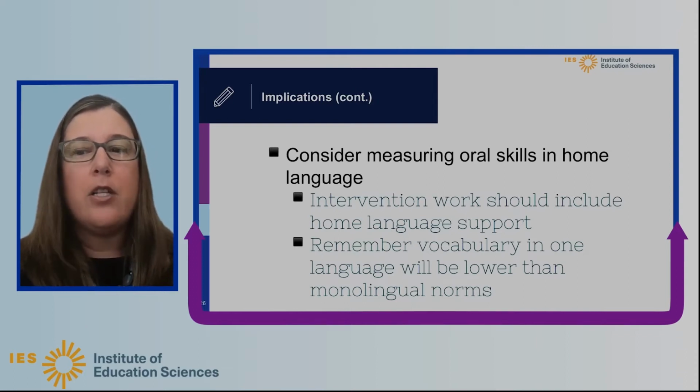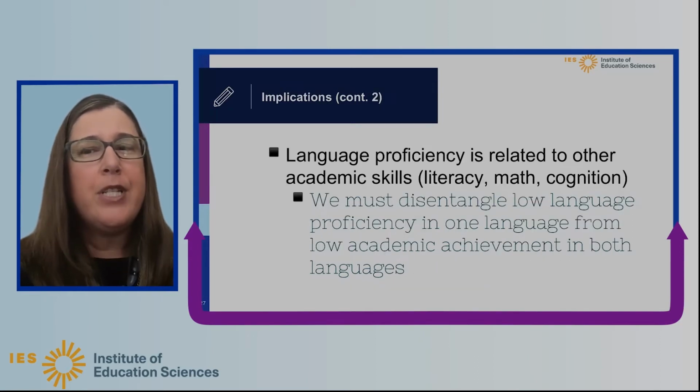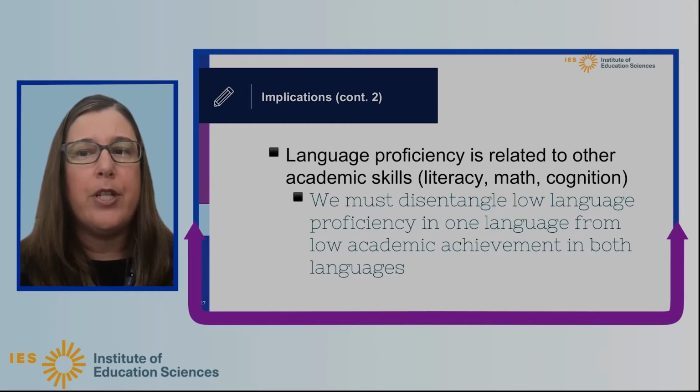We must also be cautious when assessing vocabulary skills in one language, as DLLs appear to have lower vocabulary skills when you only take into account one of their languages. Language is important to accurately measure across both languages because language proficiency is related to other academic skills. We need to be careful to understand that DLL children possess strong metalinguistic and metacognitive skills that support the cross-language transfer of cognitive and academic skills. It is therefore important to understand what DLL children can do in each of their languages and how those skills may serve as strengths within the classroom.